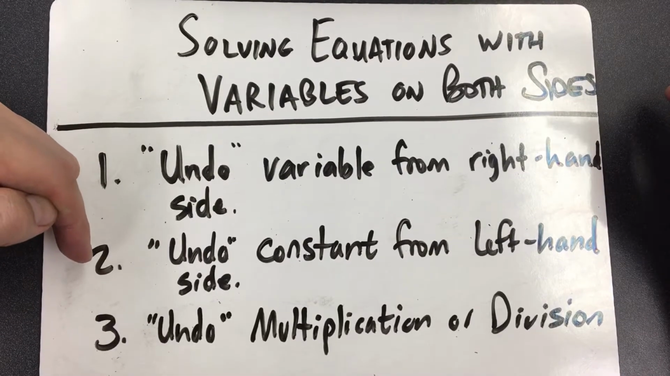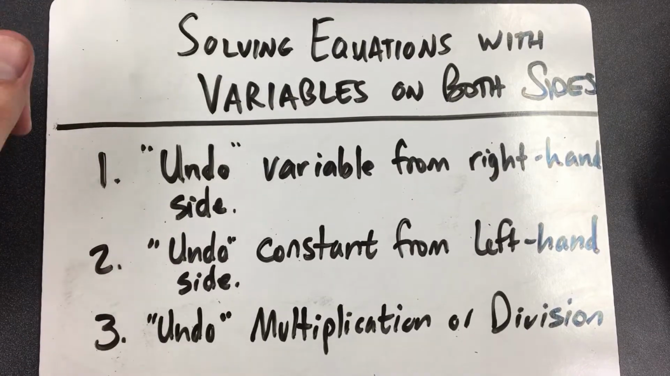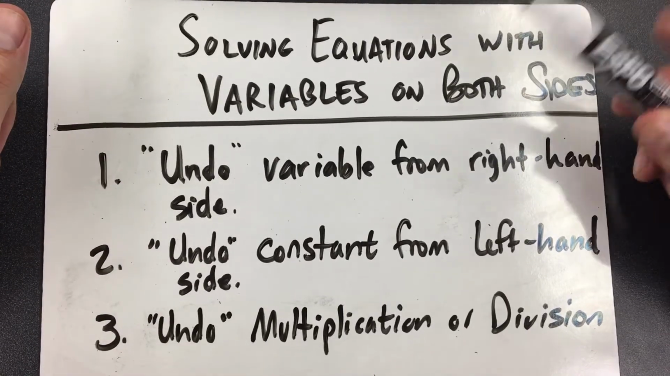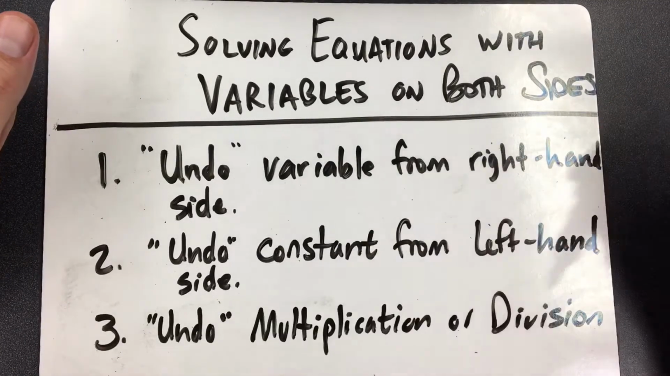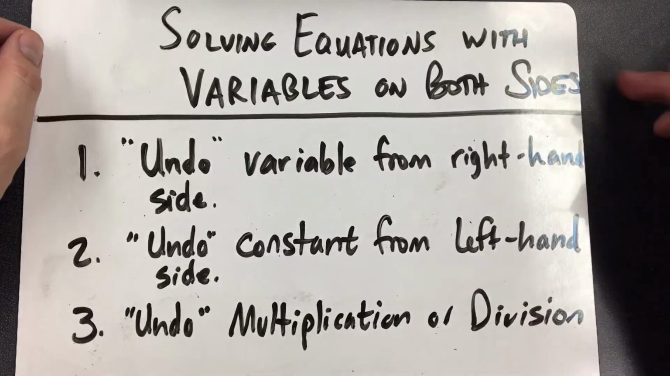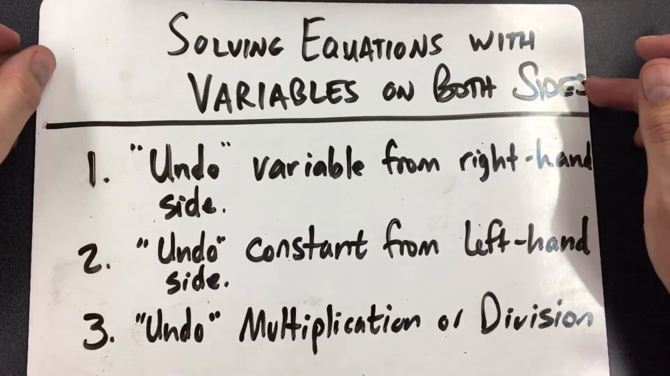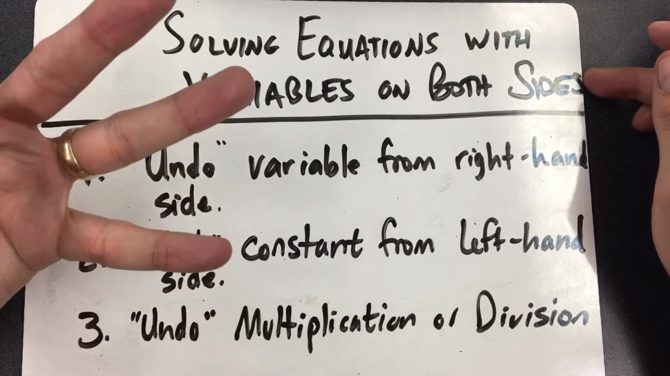Step two, I want to undo the constant. The constant is just the plain old number, the regular number that doesn't have the X or the Y or the whatever on it. I'm going to undo the constant from the left-hand side of the equation. And then finally, number three, I'm going to undo the multiplying or dividing. Usually it's multiplying that you're undoing with division, but we will do that at the very end. So instead of being a two-step equation, now we have a three-step equation.